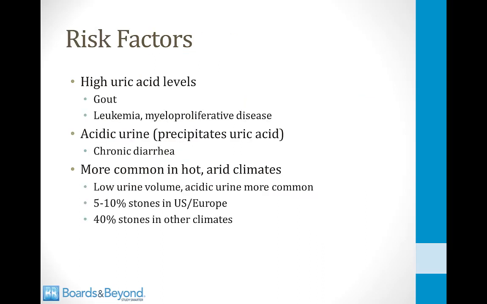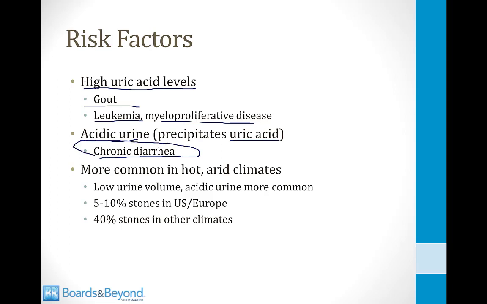So what are the risk factors for uric acid stones? Well, if you have high uric acid levels in the body, you can get uric acid stones. So patients with gout sometimes have high uric acid levels. Patients who have leukemia or myeloproliferative diseases can have high cell turnover, and all that metabolism and cell turnover increases the uric acid levels. If you have an acidic urine, this will precipitate uric acid like I showed you on the last slide. Patients with chronic diarrhea tend to have acidic urine, and therefore they can get these stones.